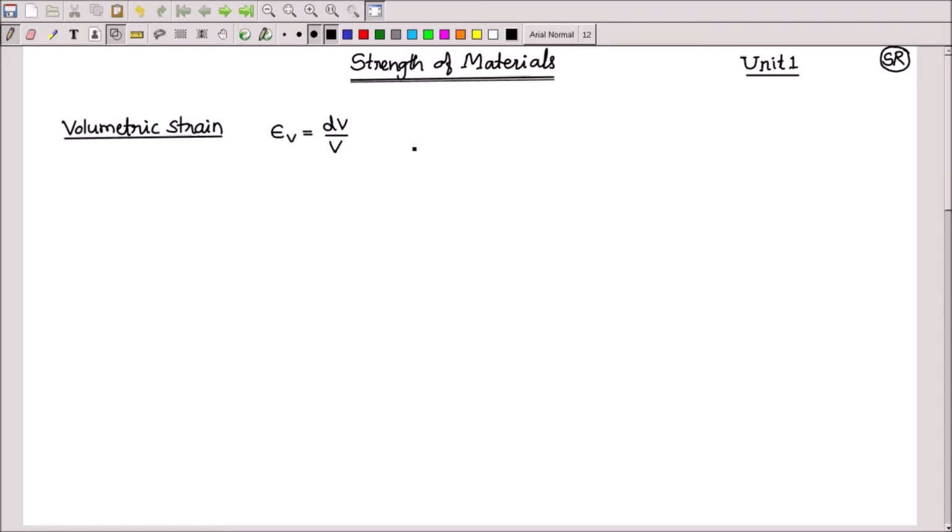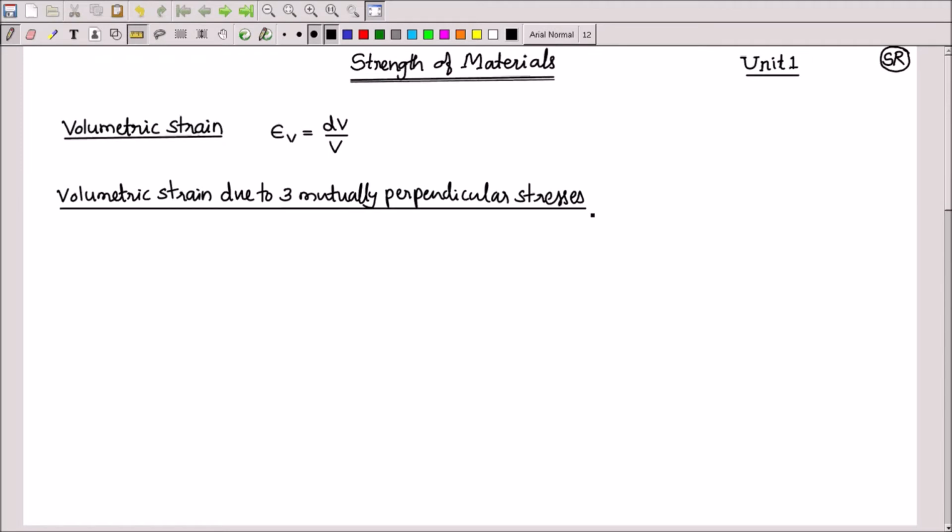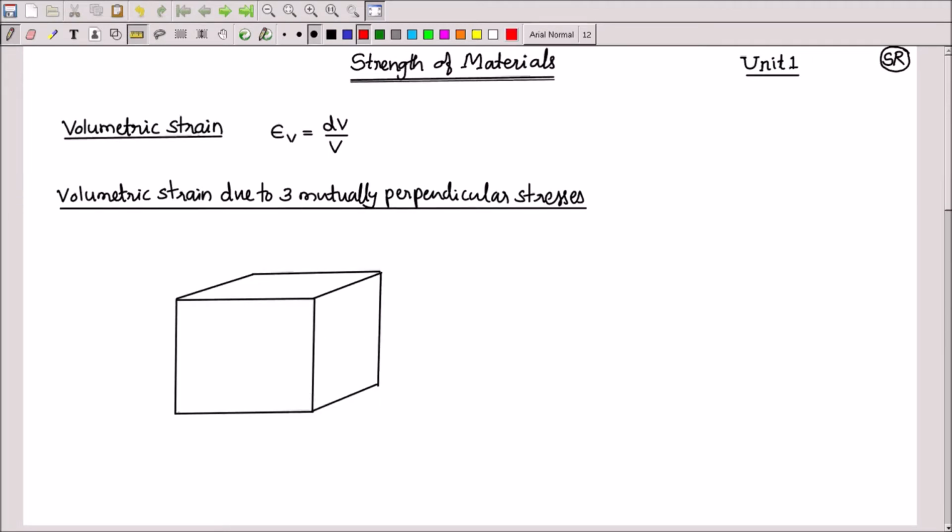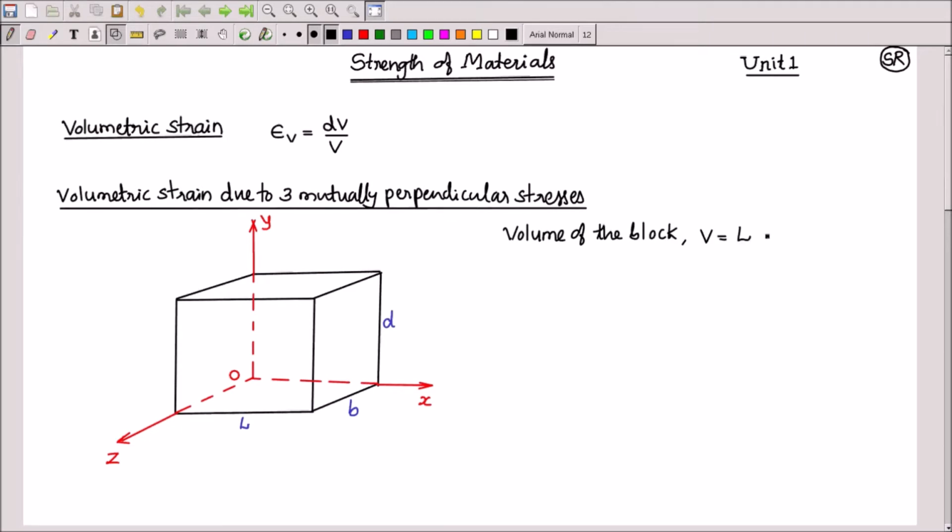volume of the member. Now we will see what is the volumetric strain in a member which is subjected to three mutually perpendicular stresses. Consider a rectangular block like this. Let us keep it in coordinate system XYZ. Let it be of length L, width B and depth D. Then the original volume of the block will be L into B into D.